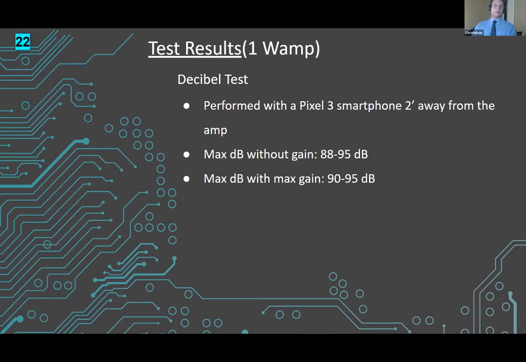And we were able to perform a decibel test, where we used a Pixel 3 smartphone 2 feet away from the amplifier, where we had a max dB without gain from around 88 to 95 dB. And then we had a max dB with max gain at 90 to 95 dB.